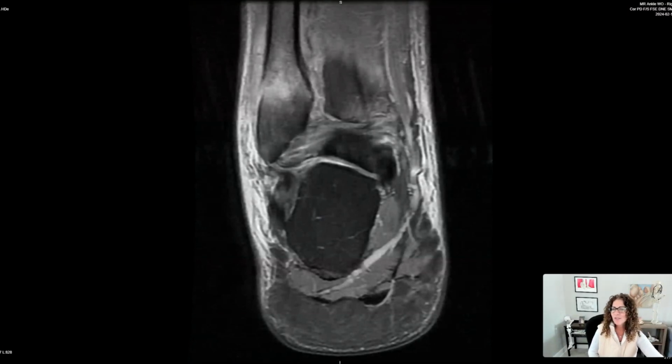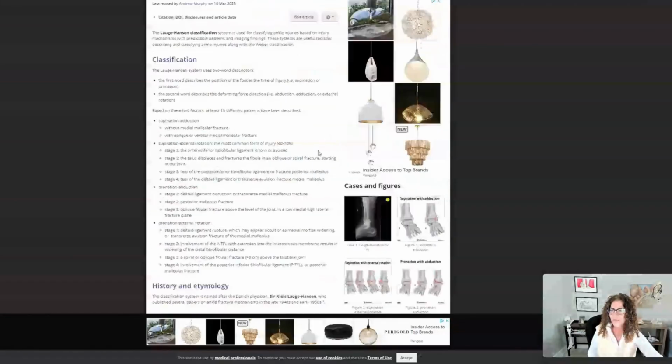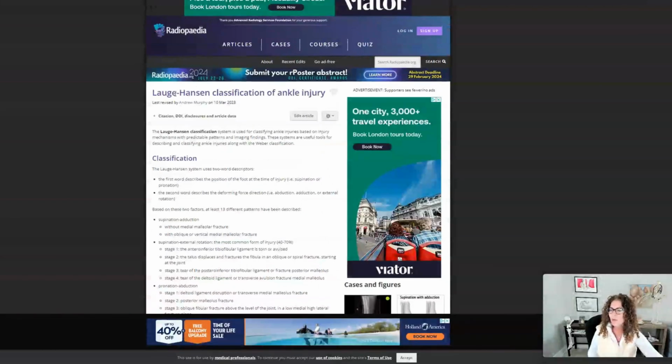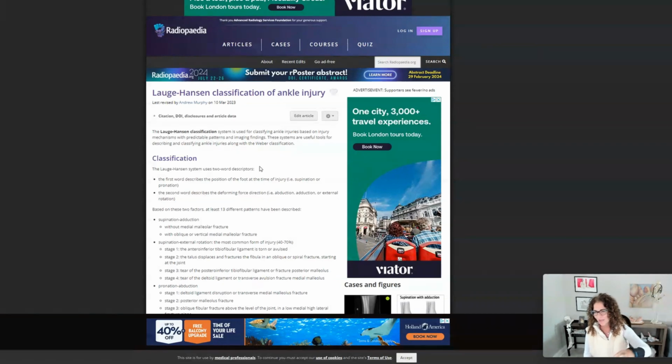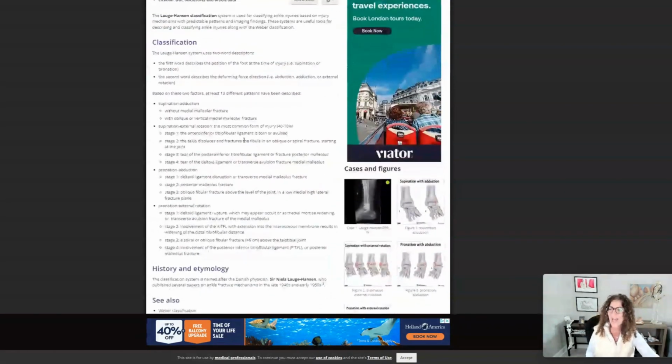And just to help you learn more about this, you might want to just look at Radiopaedia. What we're talking about is the Lauge-Hansen classification. My French students will help me with the pronunciation, and or Duolingo. I have to spend more time.